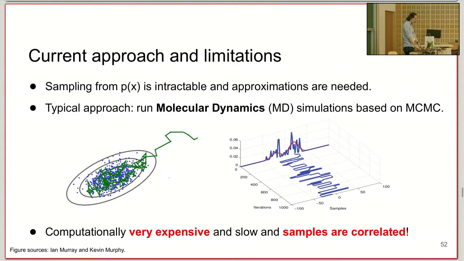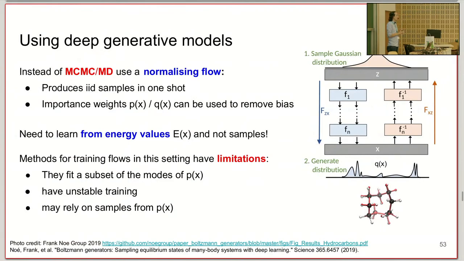So the idea here is to use deep generative models instead. You can actually have this target distribution, the Boltzmann distribution, and you can fit a deep generative model to approximate that, minimizing some loss. This was actually proposed by Frank Noé, and he proposed to use normalizing flows for this, calling these normalizing flows Boltzmann generators because they approximate the Boltzmann distribution for molecules. The key thing is that now you are learning your model not from samples, but from the energy values. So you have the log probability of the target distribution, and you need to fit your model from that. This is not straightforward, how to train deep generative models in this way.